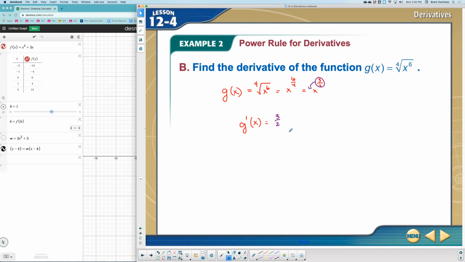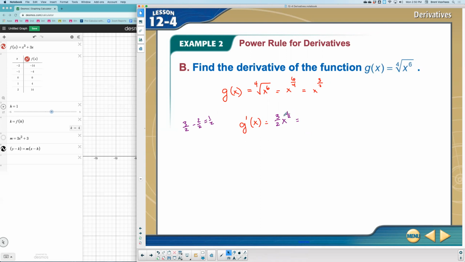3 halves goes up front. And honestly, I shouldn't be writing that up there because it looks like I'm changing the equation g, and I'm not actually changing g here. So it would be 3 halves x, and then you would subtract this by 1. So 3 halves minus 1 is like subtracting 2 halves, which gives us 1 half.